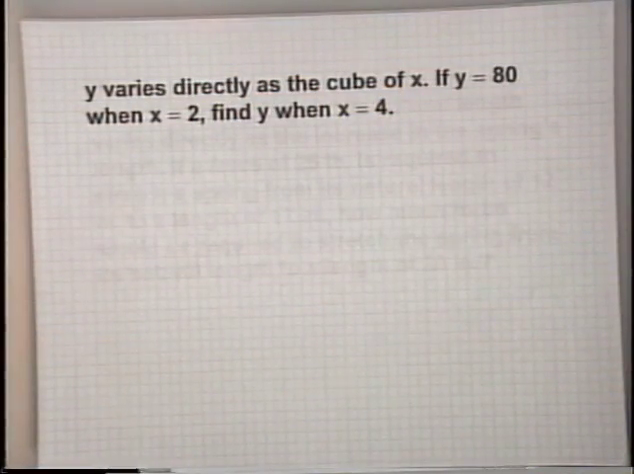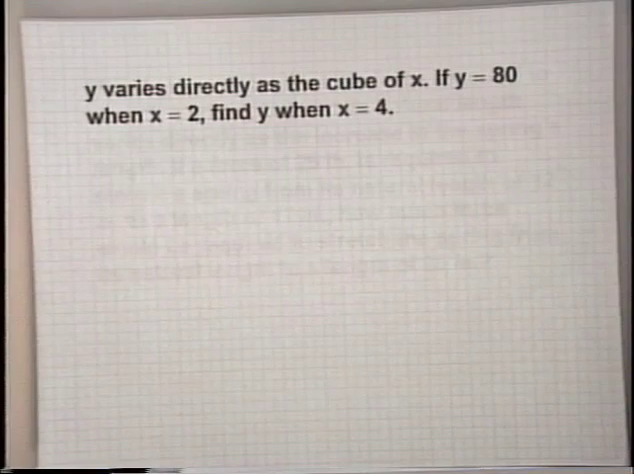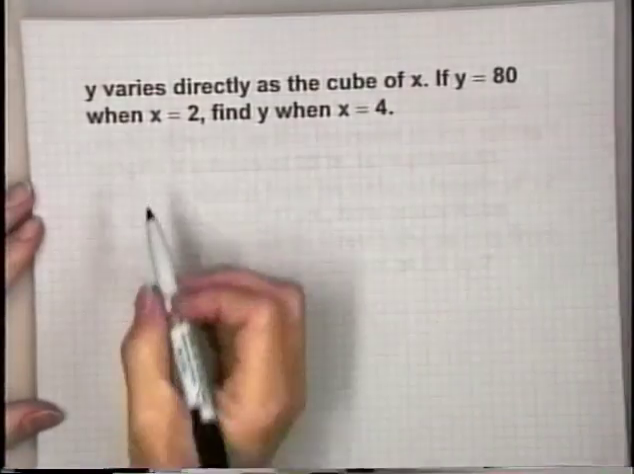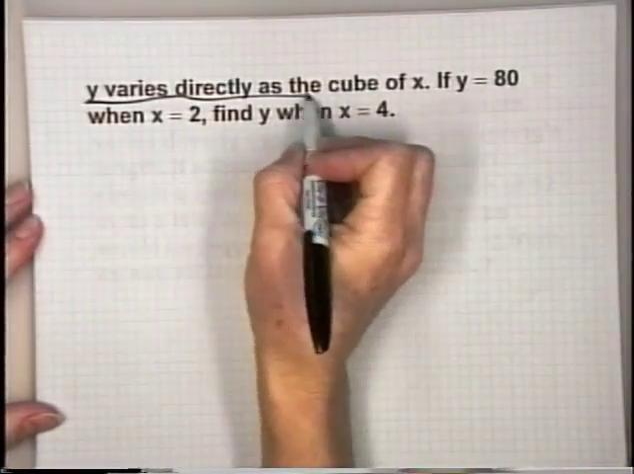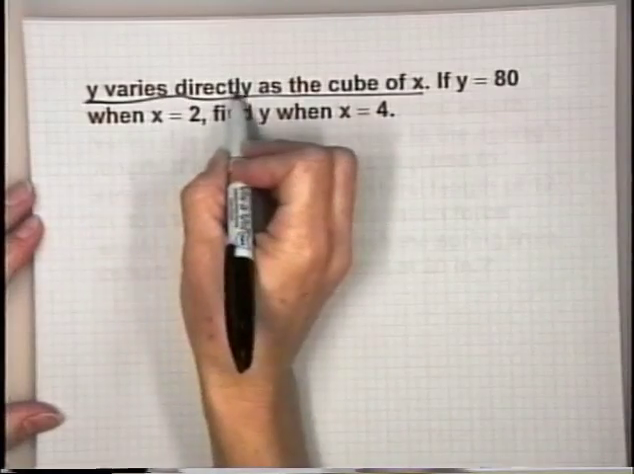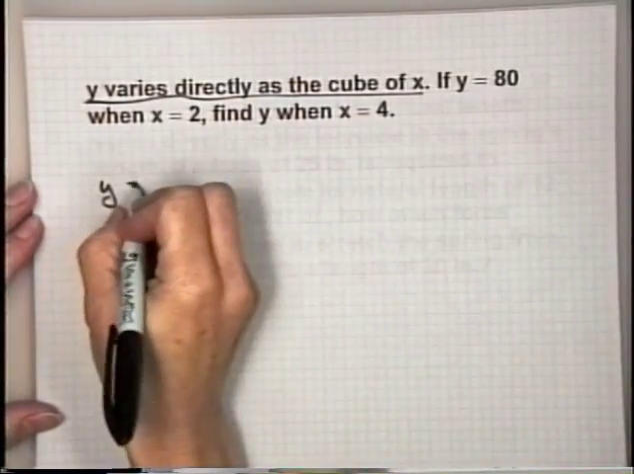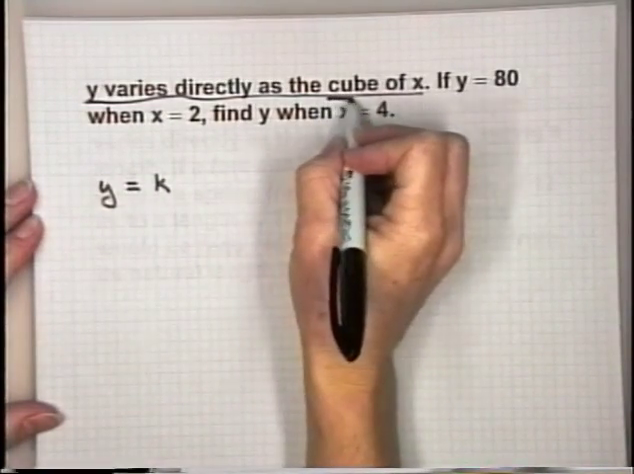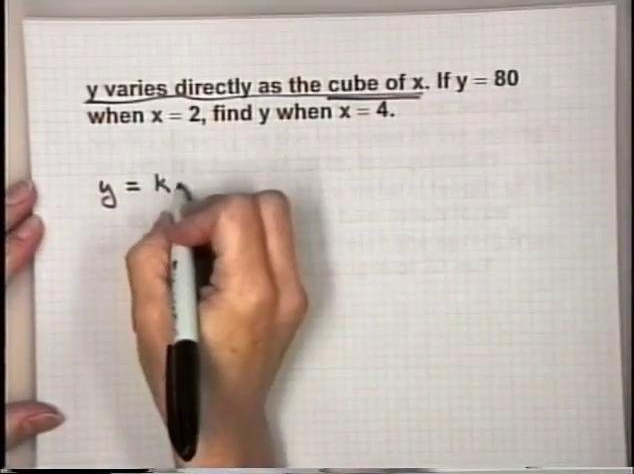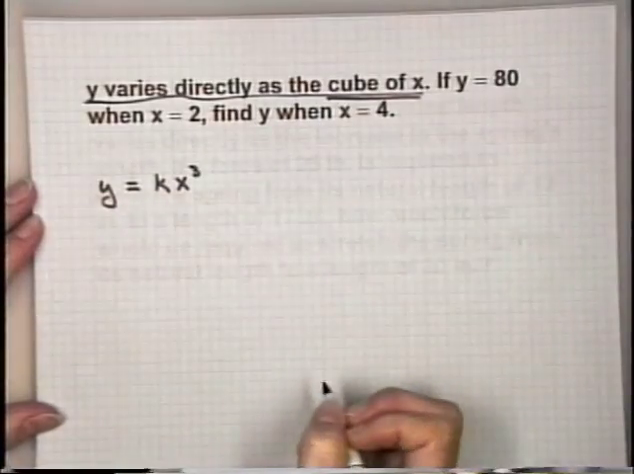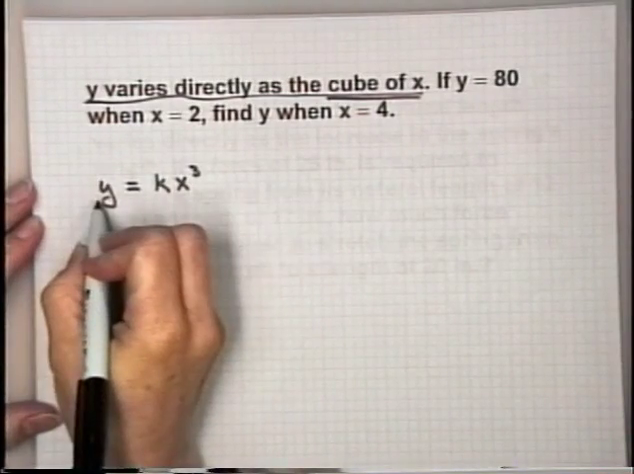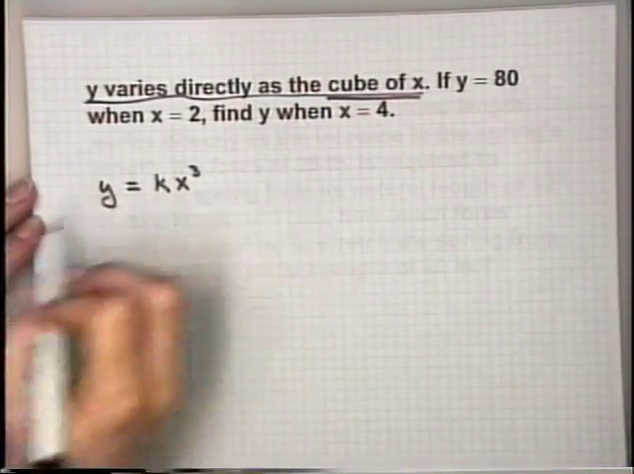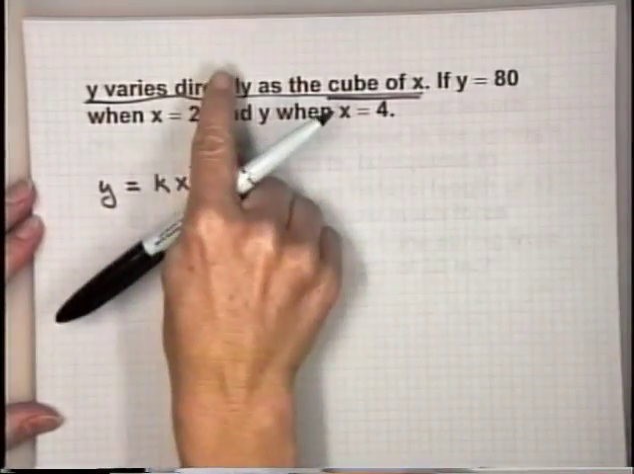Y varies directly as the cube of x. If y equals 80 when x equals 2, find y when x equals 4. Now, let's concentrate on this first sentence right here first of all. Y varies directly as tells me y equals, and I need a constant k times something. Times what? The cube of x. The cube of x means x cubed. So my equation in general is going to be y equals a constant times x cubed. That gives me my direct variation.